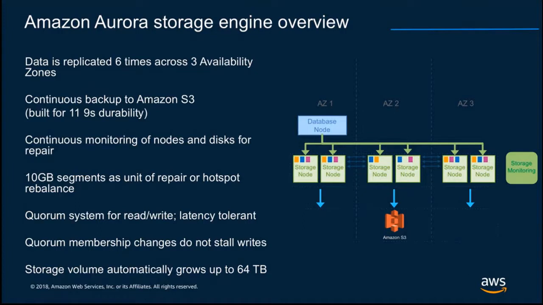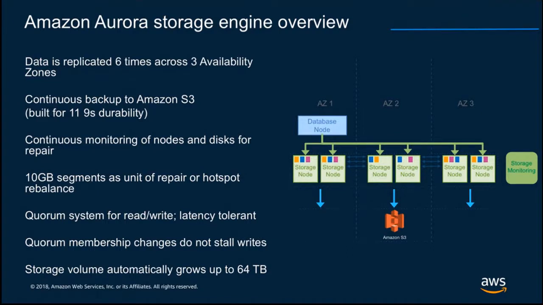Those 2 slowest ones will eventually catch up, either because they eventually get to the storage nodes they're sent to, or those storage nodes will get copies from the other storage nodes. They're always talking to each other on the back end. So this gives us 6 copies across 3 AZs. On the back end of those storage nodes, we're also doing continuous backups to S3. So there's no backup window to schedule. There's no performance hit to worry about.